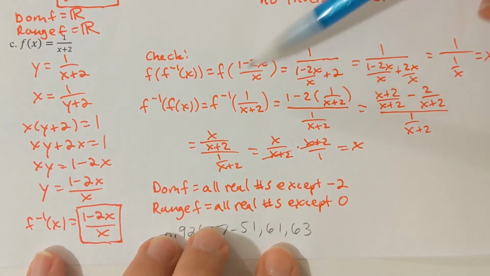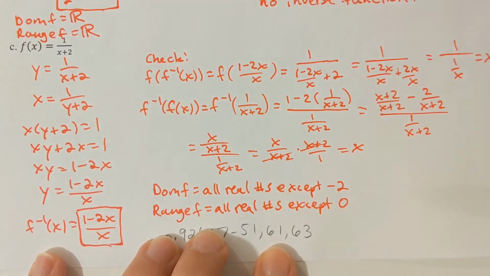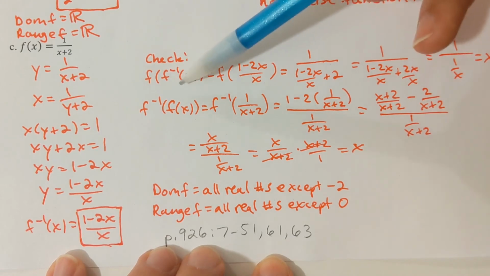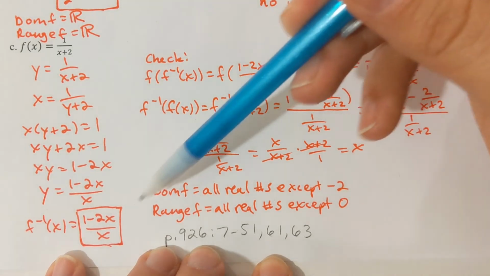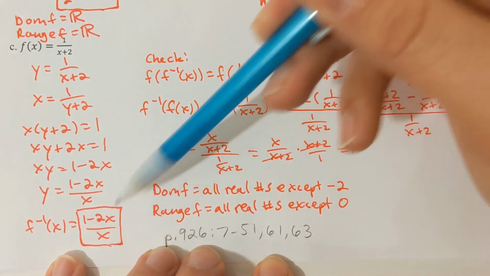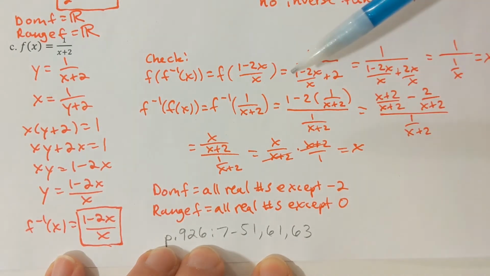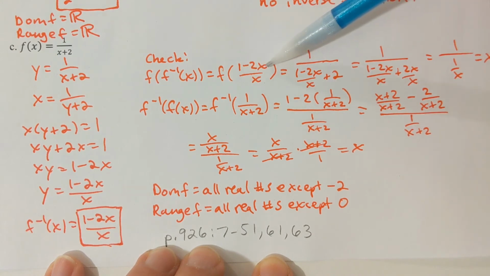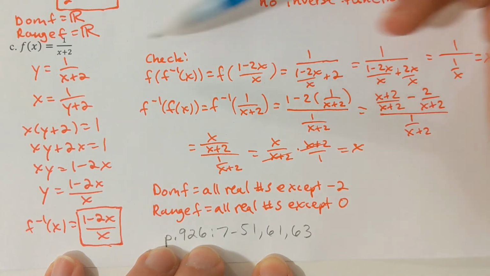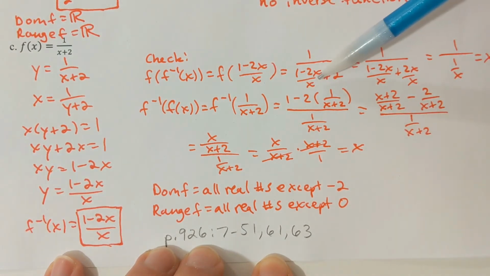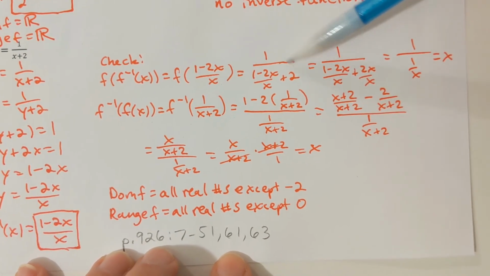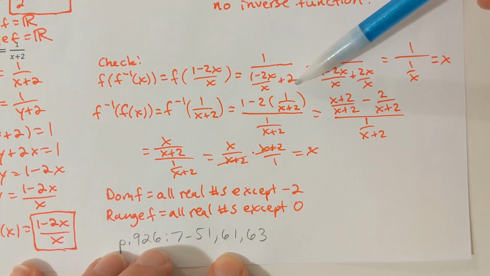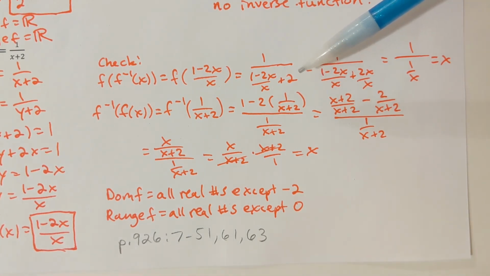By the way, a problem like this would be good practice with fractions. So let's find f of f inverse of x. Here's what I think f inverse is, what I've computed. Everywhere I see an x in f, I'm going to replace that with 1 minus 2x over x. There's only one x to replace in f. And now you've got to simplify. Does this expression end up being just x? That's the next question.